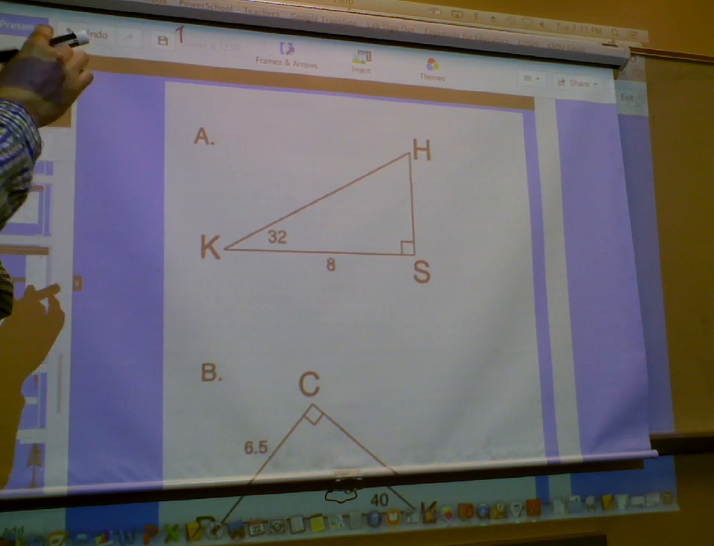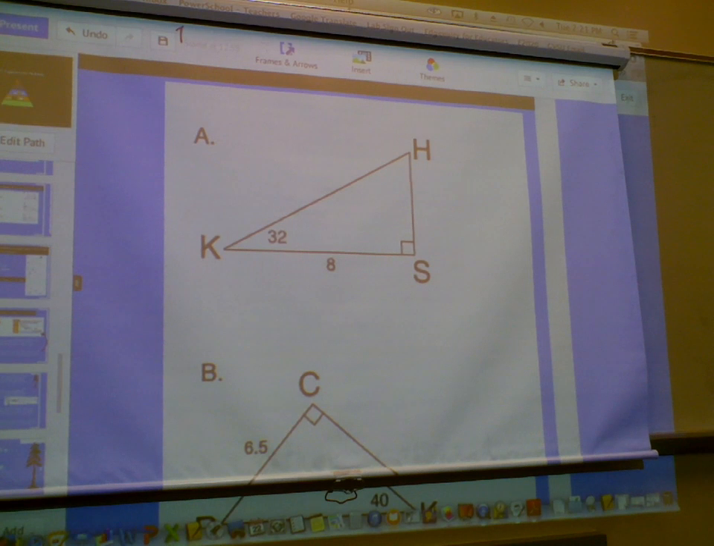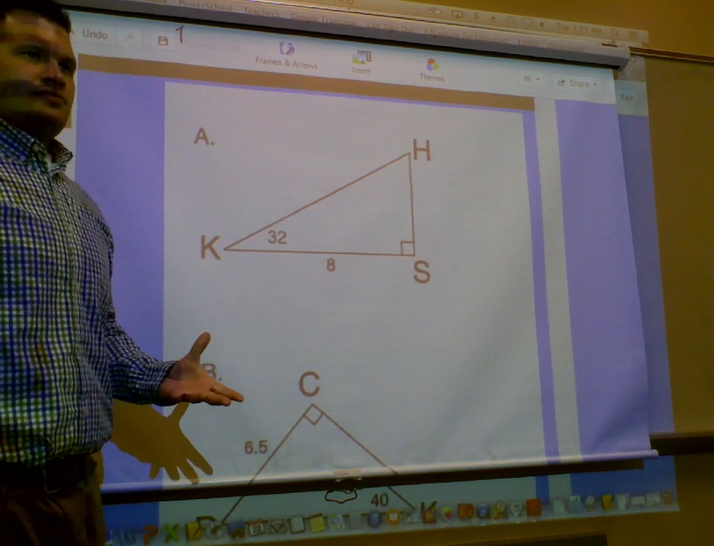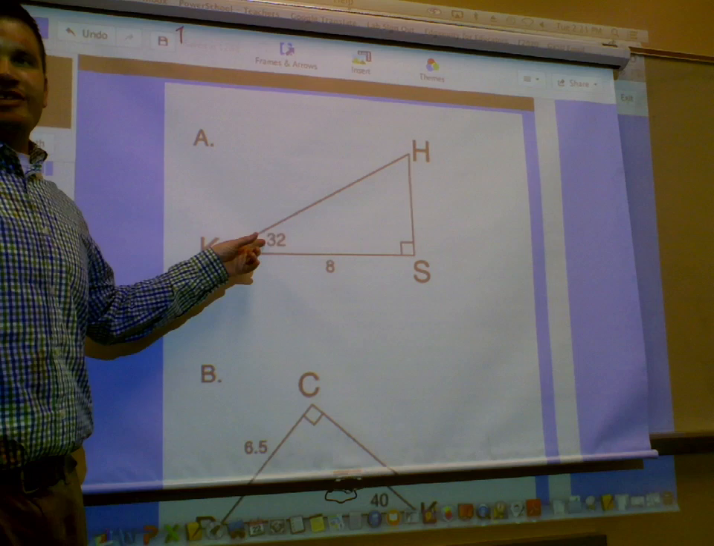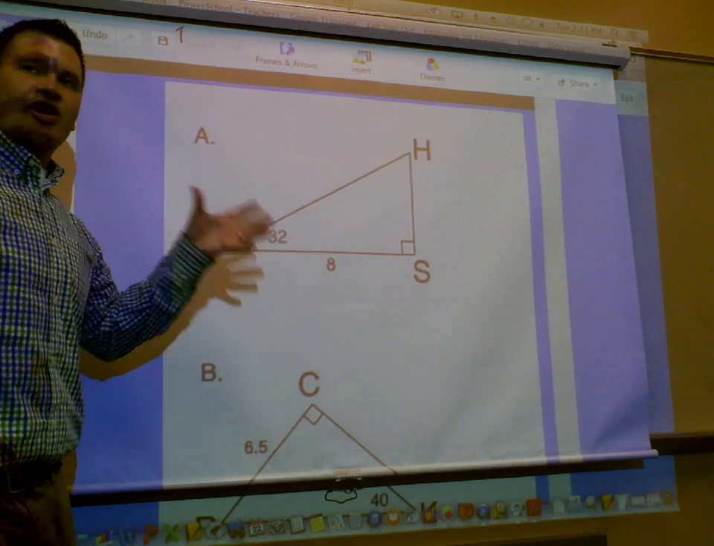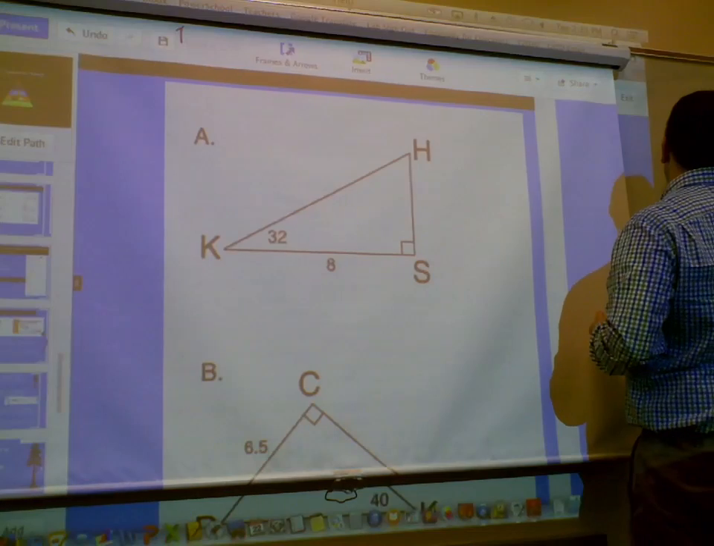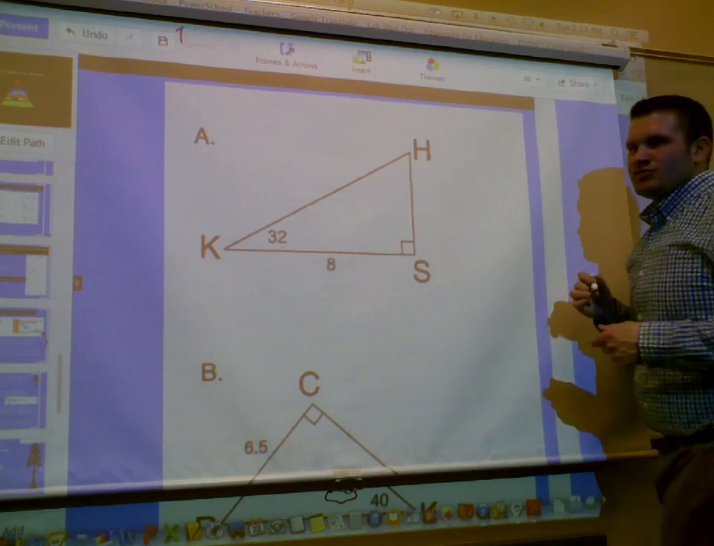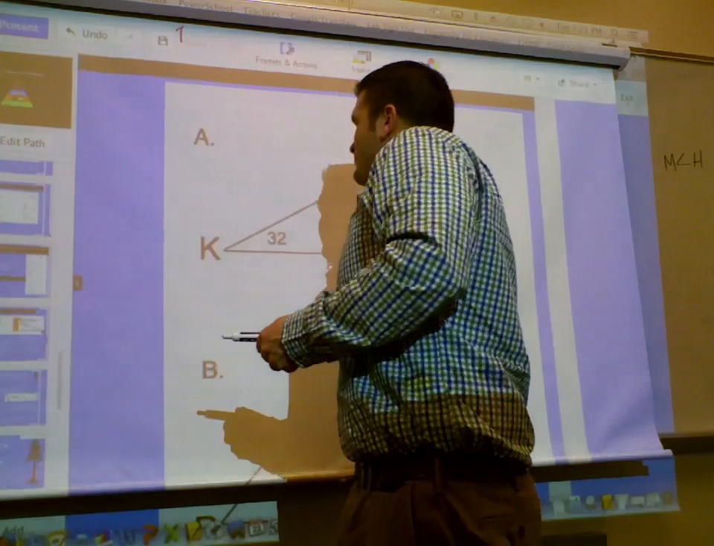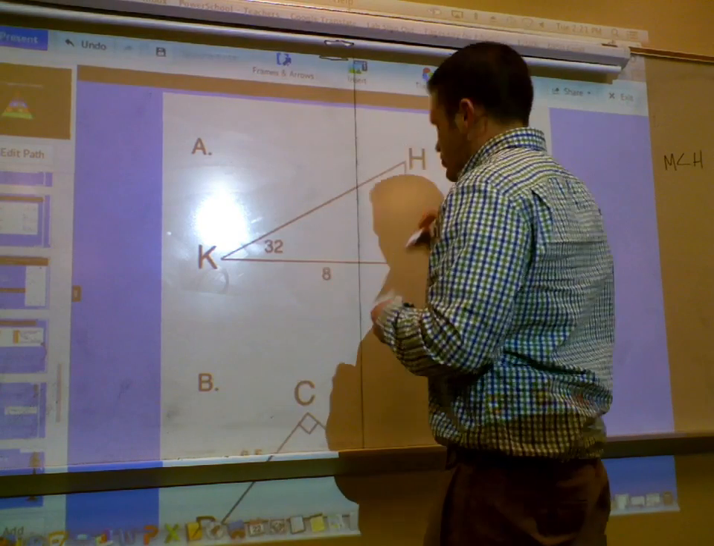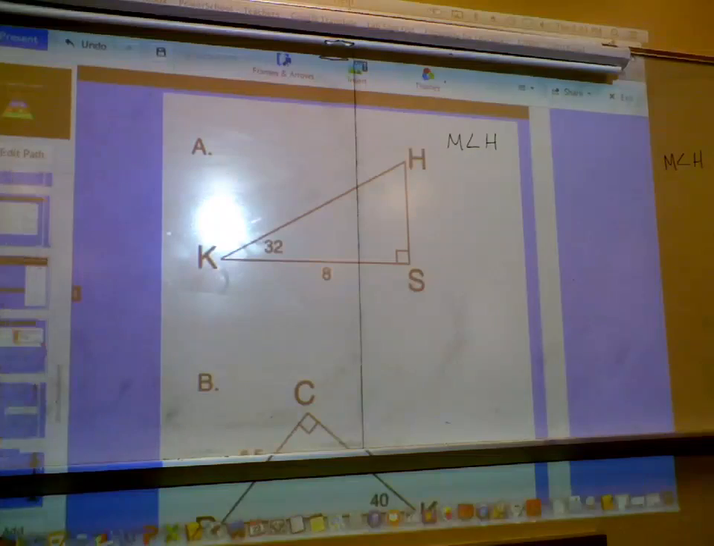Okay. So, to solve this triangle means I'm going to find all the angles and sides I don't know. So, what angles don't I know here? I know 58. I know 32. What angles do I not know? I don't know H and S. So I'm going to need to find the measure of angle H. What else don't I know?